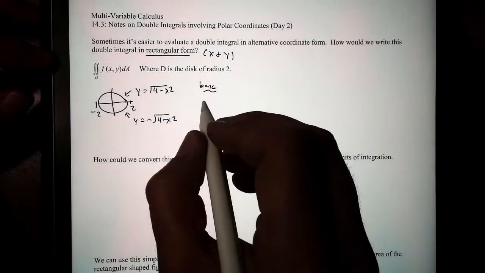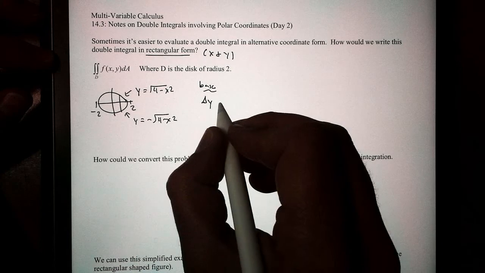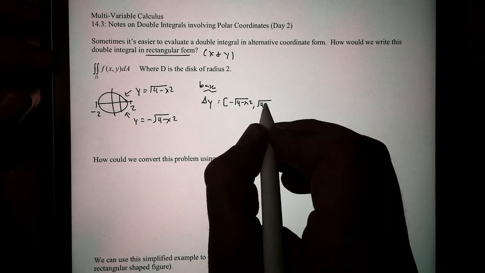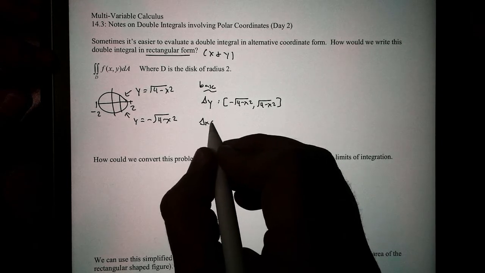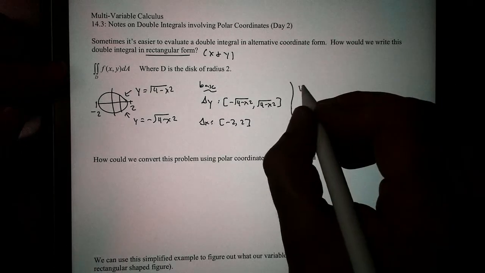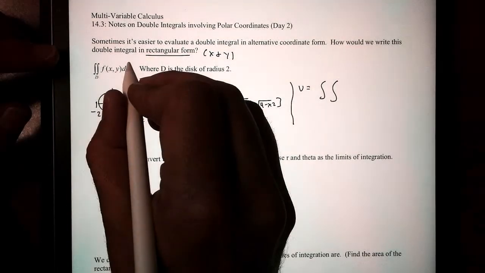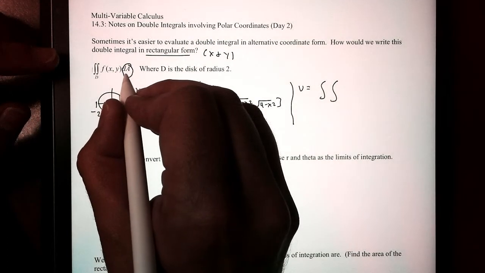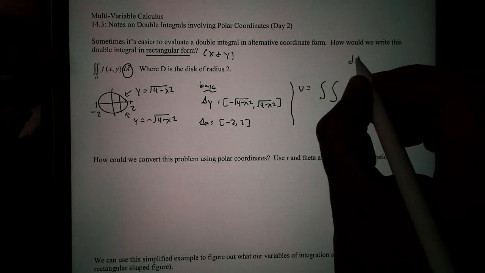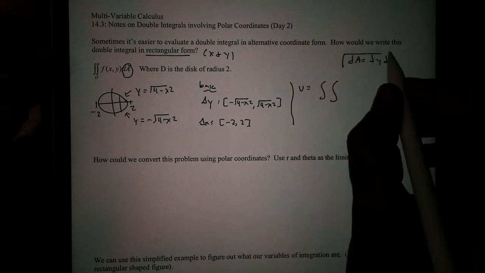And because that's our base region, I know that my changes in y, I'm going to do a vertical rectangle, are going to go from negative square root of 4 minus x squared to positive square root of 4 minus x squared. My changes in x are going to go from negative 2 to 2. So how can we write our volume equation, our double integral? Now, the change in area, remember, that's my area right here. This is my little rectangular area, and my rectangles are going to be delta y, delta x. So my dA in rectangular form is dy dx.